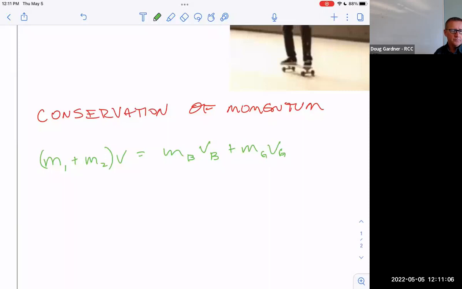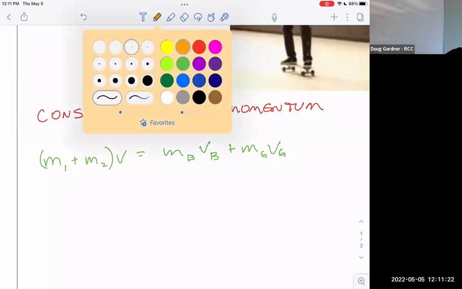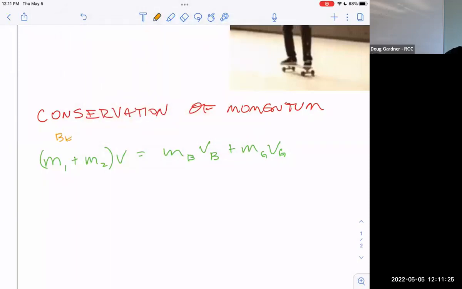Up on top where we have the weight of everything, is that including the bullet? Yeah, so the question is what's going on on the other side of this? It is important to understand that this is before the shot and this is after.